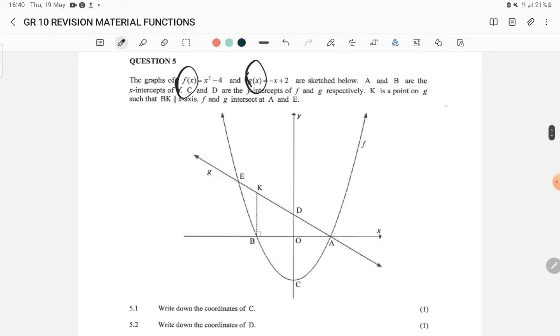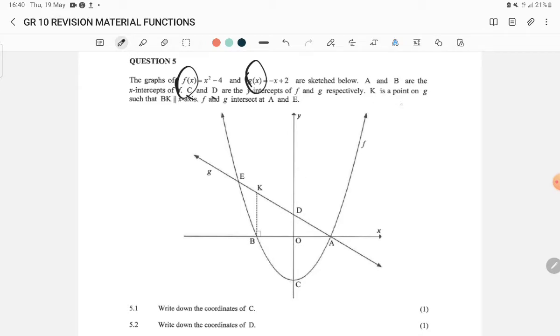A and B are the x-intercepts of f, which means that at an x-intercept we know that y is equal to 0. Then C and D are the y-intercepts of f and of g respectively, which means C is the y-intercept of f and D is the y-intercept of g.